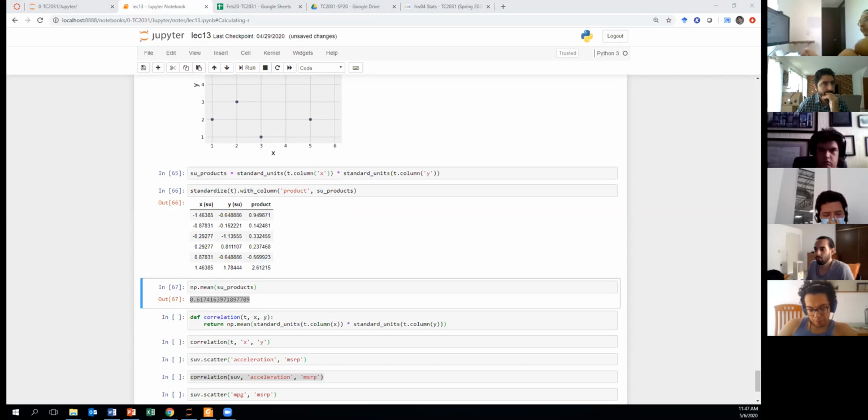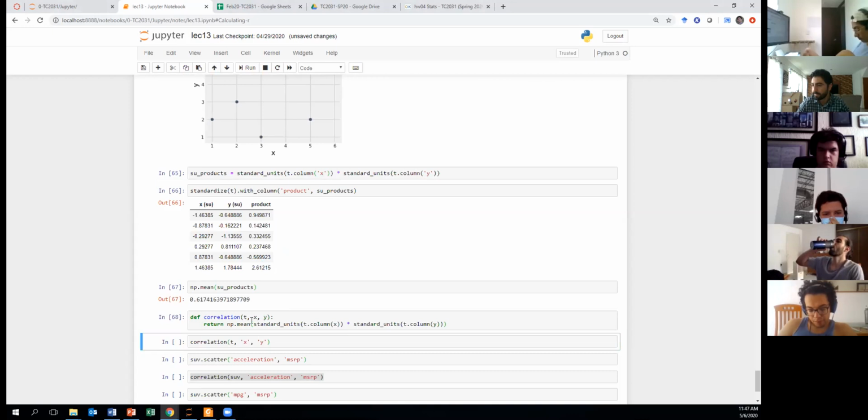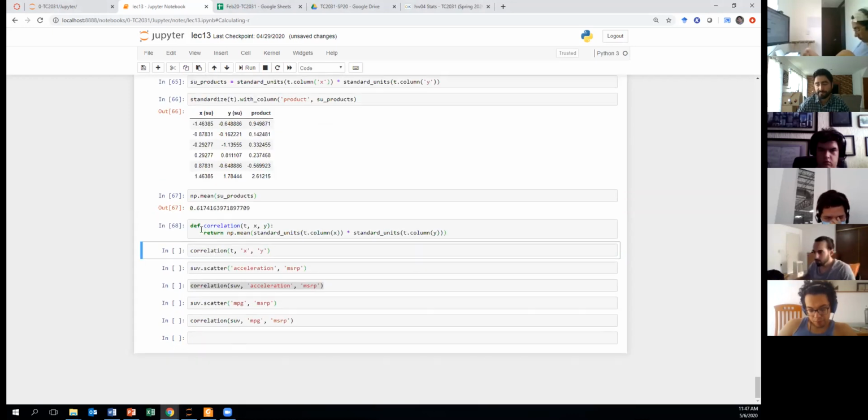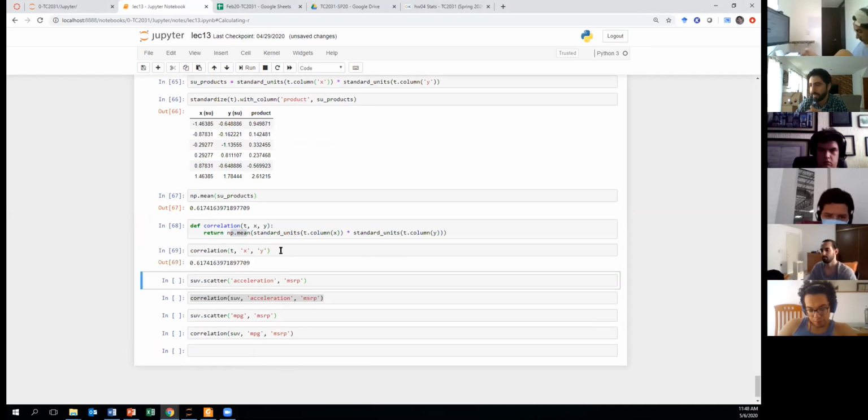So let me do this. I'm defining just a function to do the correlations. Get the standard unit x, multiply by standard unit y, and then get the mean and return that as my basically R value. So same thing, I get the same thing.